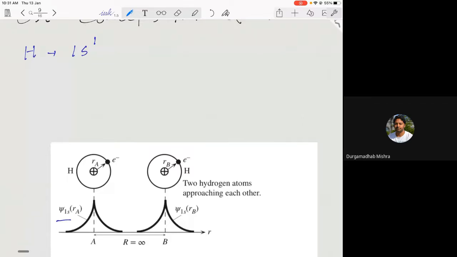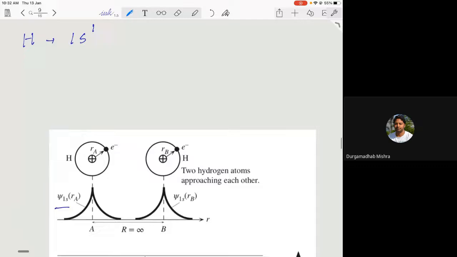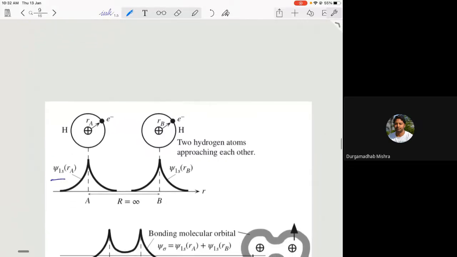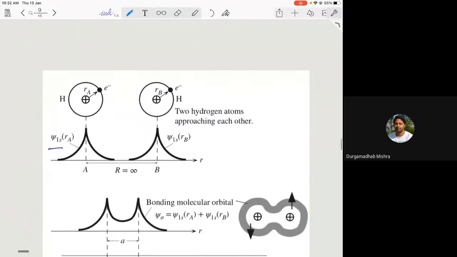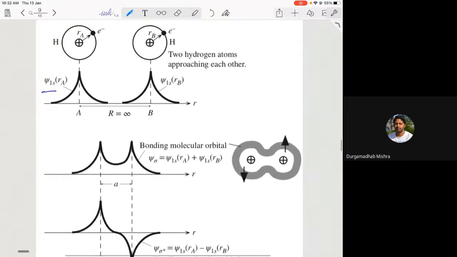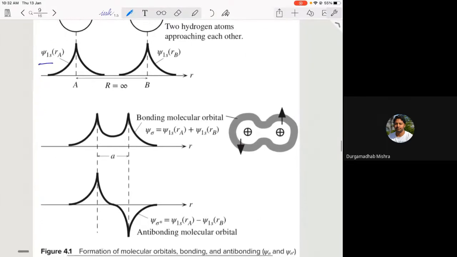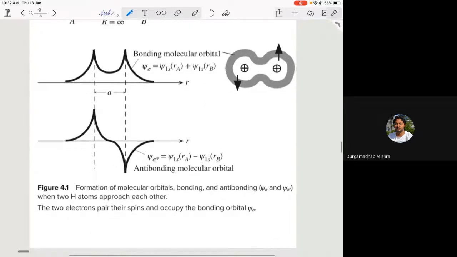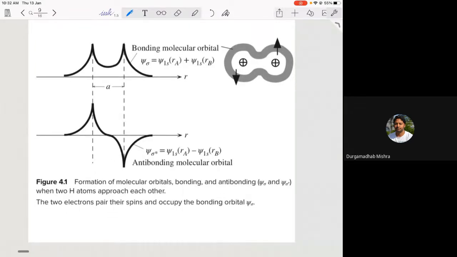And now we bring them closer, so they will start to feel each other, meaning there will be some interaction. And what will that lead to? When these interactions happen, instead of atomic orbitals, you will have the formation of molecular orbitals. If you don't understand anything in this picture, let me know.